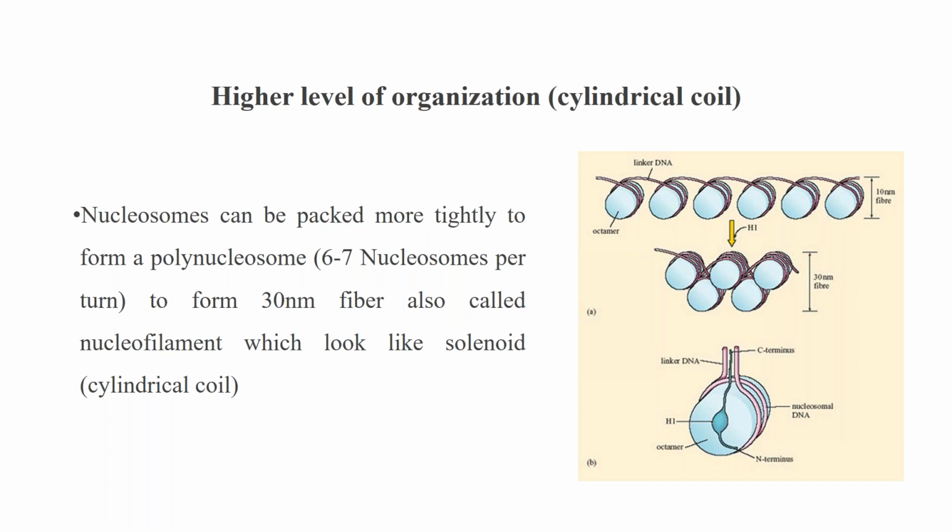Again, we will revise this so that you are able to understand it better. Nucleosomes are packed tightly to form polynucleosome, 6 to 7 nucleosomes in one turn, to form a 30 nanometer fiber. Okay, so this one is formed. It looks like a solenoid, that is a cylindrical coil. You can see it folds over itself to give a cylindrical look, making a 30 nanometer fiber that is tightly packed. Now after that, what happens to it?